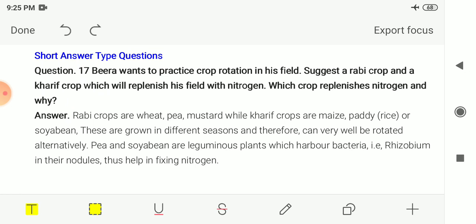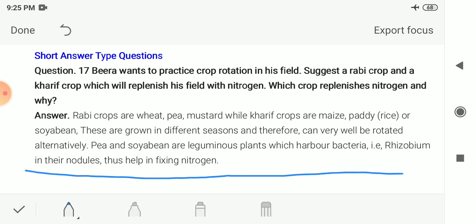So rabi crops are wheat, pea, mustard, while kharif crops are maize, paddy or rice, and soya bean. These are some examples of rabi and kharif crops. Now these are grown in different seasons and therefore can very well be rotated alternately. These are crops for different seasons, so we can grow them in different seasons and therefore we can rotate or alternate these crops in the field.